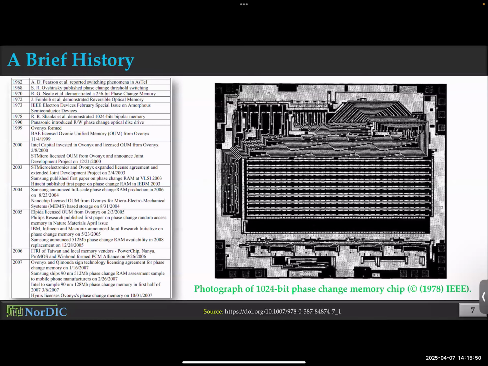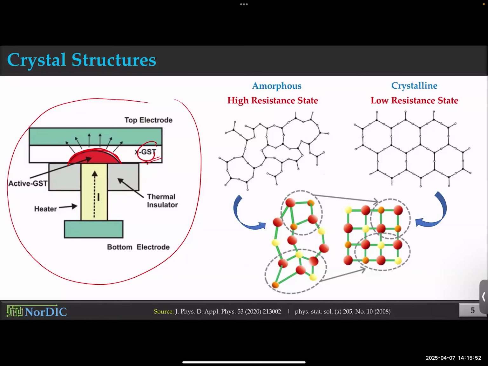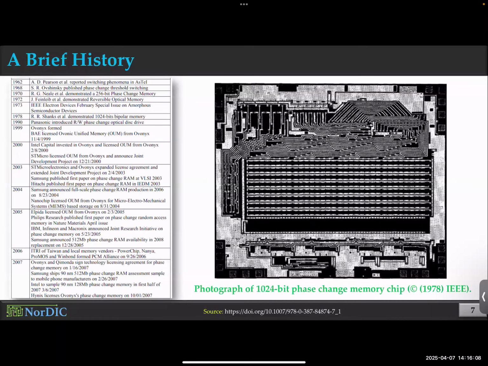By the way, this is the region that changes from amorphous to crystalline, and this is a heater. So you use a really nice, well-structured, well-thought-of structure to heat up this material so that it can melt or restructure into crystalline form. Then we discussed some quick history.